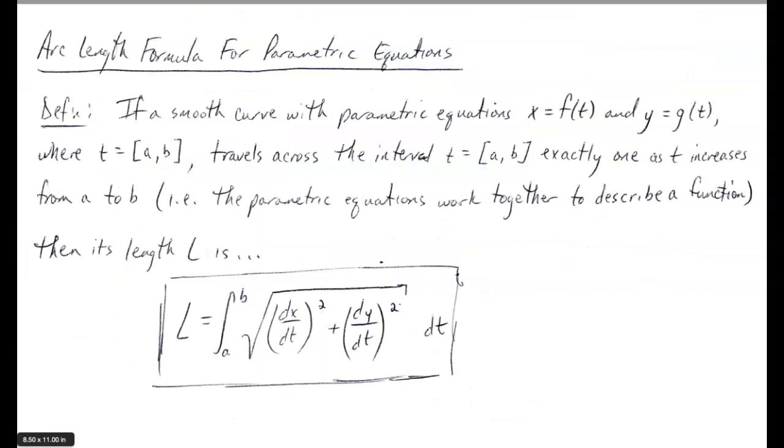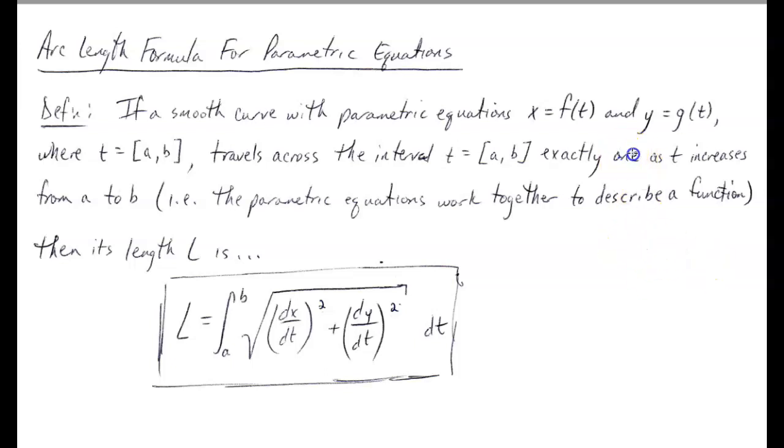So before we do our very last example, we want to go over how to compute the arc length for parametric equations. And so let's say if we have our variables x and y in this formula here for the arc length, where x is actually a function of t and y is a function of t. And of course, t is on some closed interval from a to b. And we know that both of these functions travel across this interval exactly once.